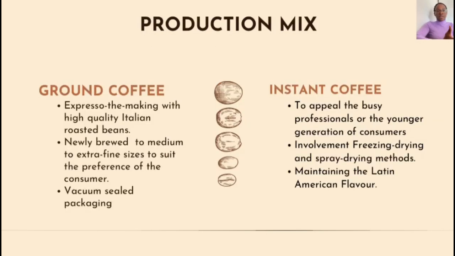Production mix. I'm going to be starting with ground coffee. Ground coffee is a coffee that is manufactured in Italy, and it's ground to a certain size to appeal to our customers, and it's mainly used for espressos and so on. The next one is instant coffee. Instant coffee was made to attract customers who are busy professionals or students that are on the go, and both of these coffees are sealed in an airtight container.